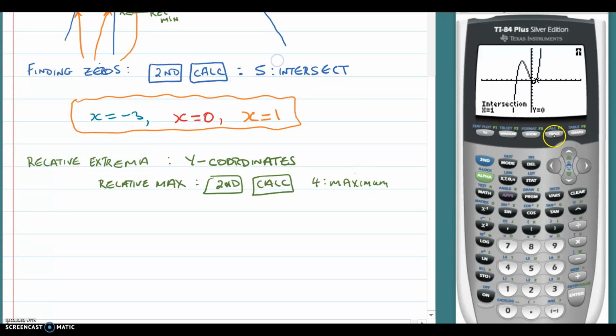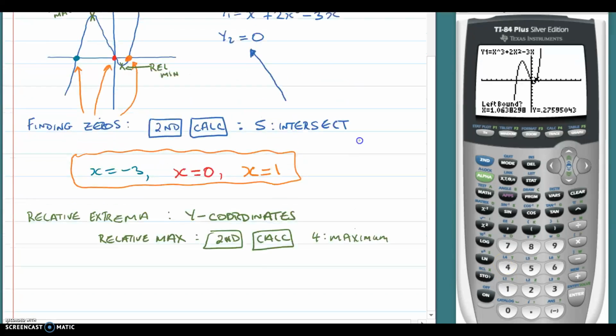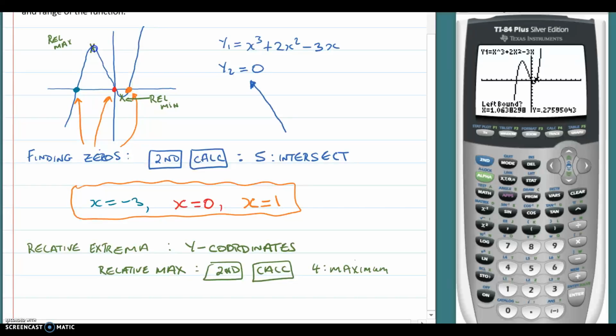So second calc and hit 4 for maximum, and we want to move over to the maximum. So we want to move over here. And if you look at the calculator, your graph's cursor is flashing there. So let's move it over close to that peak. And then the calculator tells us what to do. So we go where we want to first, and then the calculator tells us what to do.